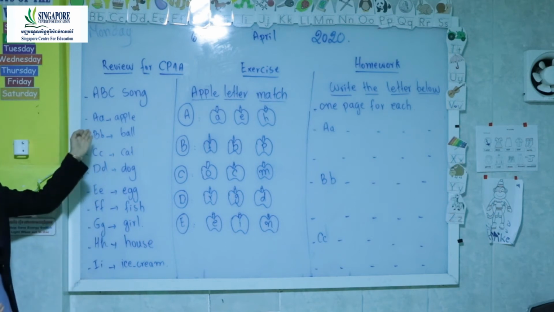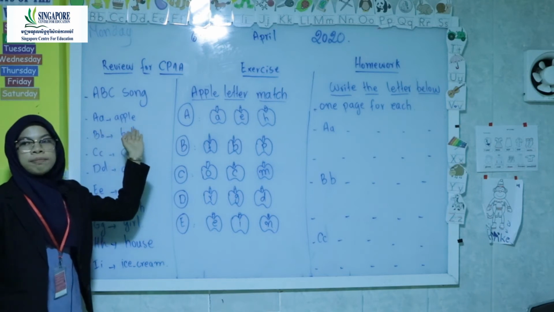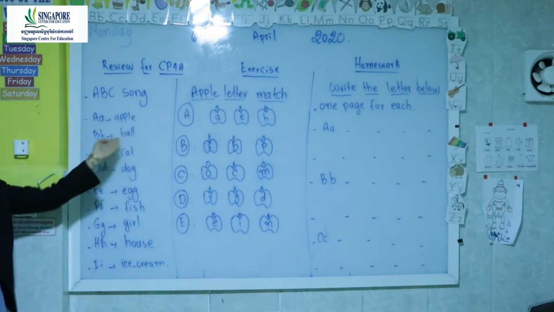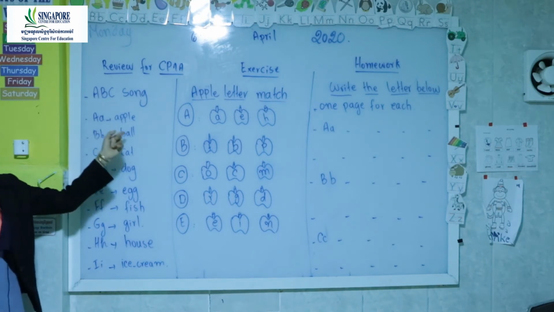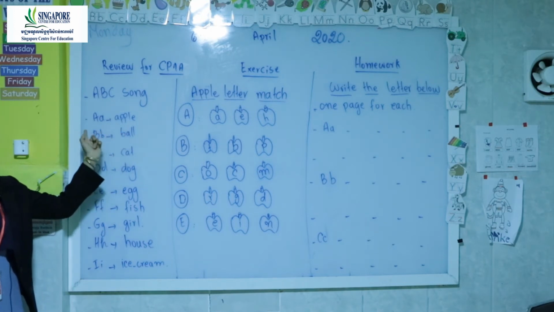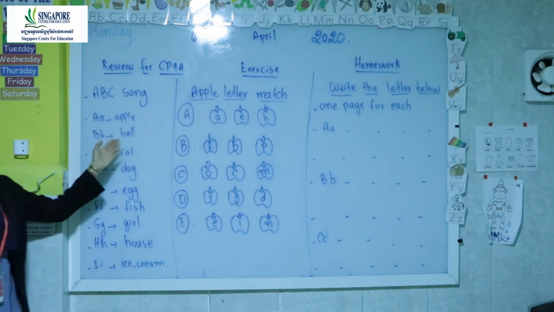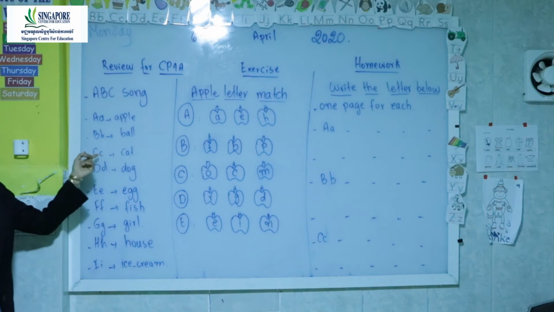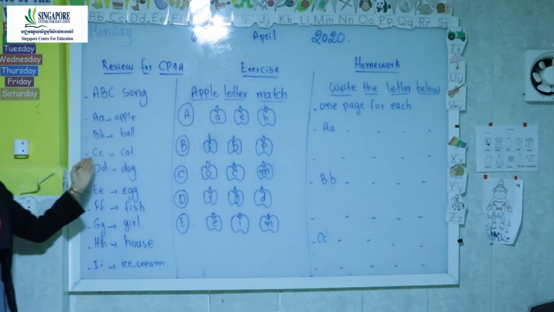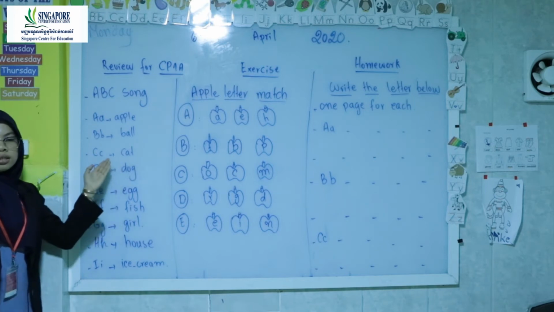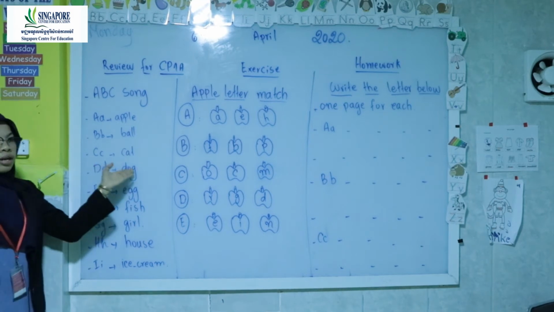This is letter A. Letter A for apple. Read after teacher. Letter A for apple. Again, please. Okay, good. Next, letter B for ball. Again, please. Okay, good. Letter C for cat. Again, please. Letter C for cat.